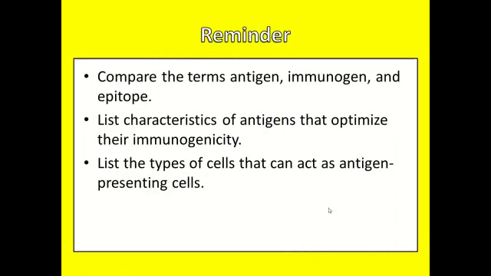But for this topic, I want you to remember and be able to compare the terms antigen, immunogen, and epitope, list the characteristics of antigens that optimize their immunogenicity, and list the types of cells that can act as antigen-presenting cells. Basically, that's anything that can phagocytize.